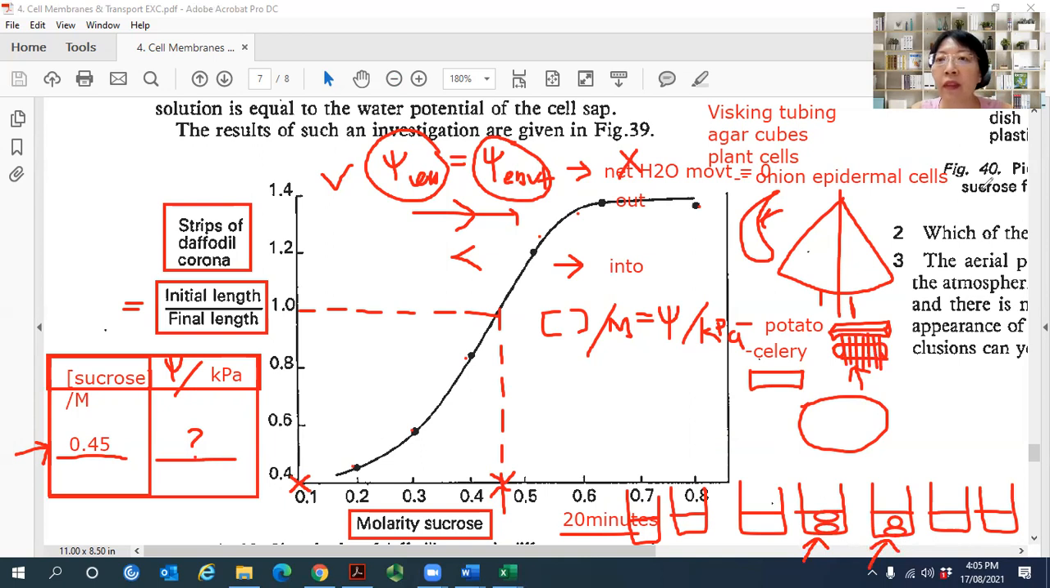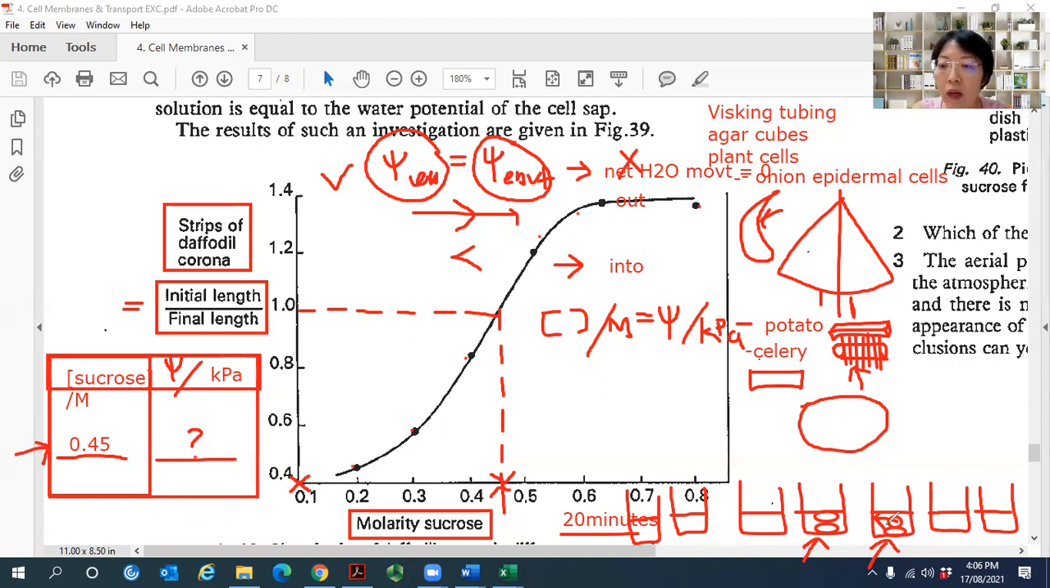Hang on. Go back to Xin Yin Ding. Net movement into... Out of the cell. Out of the cell. Yes, correct. So out of the cell, because more concentrated, right? So therefore, the water potential in the cell is higher than here, so there's net movement out of the cell. Okay, net movement out of the cell.